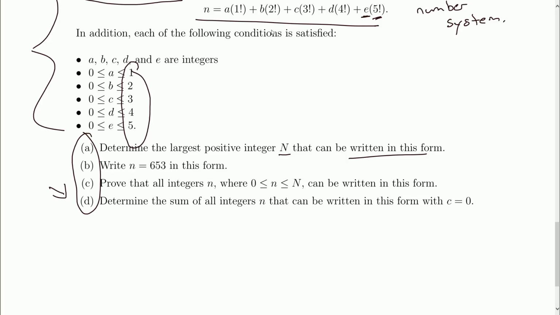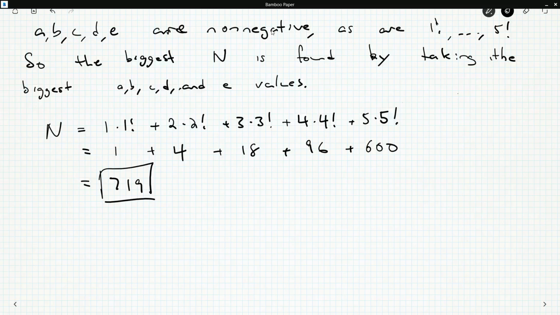So B, write 653 in this form. Okay. So, 653.